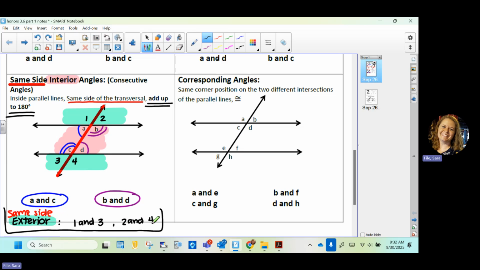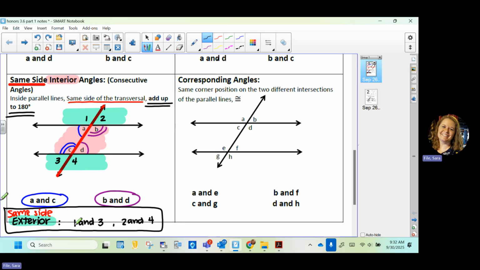Okay, so this is what I had you add on right here. Same side exterior, those are also supplementary, and you can tell angle 1 is obtuse, angle 3 is acute. Those are not congruent. Same side exterior are also supplementary. They add to 180 as well. I just don't know why they didn't list this here. Okay, so just add that little bit.